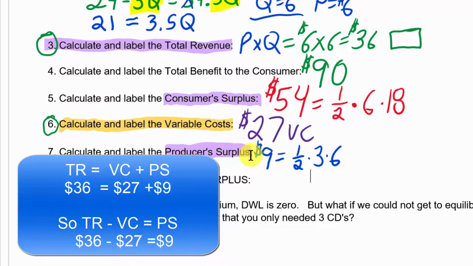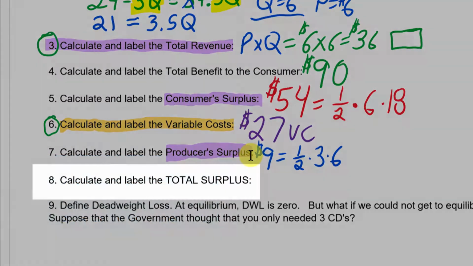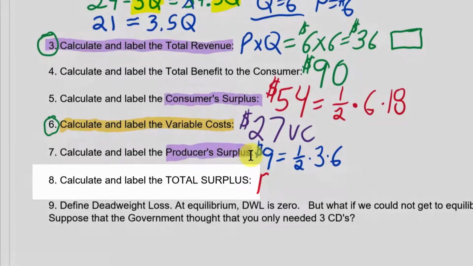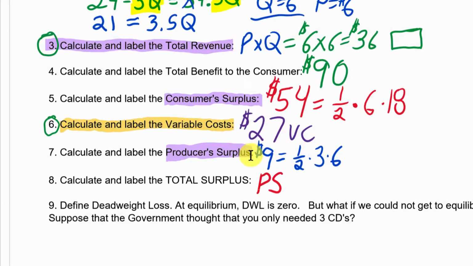All right, the next question says, let's calculate and label the total surplus. Total surplus just means we want to add up the producer surplus we just calculated of $9 and add to it the consumer surplus that we calculated earlier of $54. So $9 plus $54 equals $63 in total surplus.